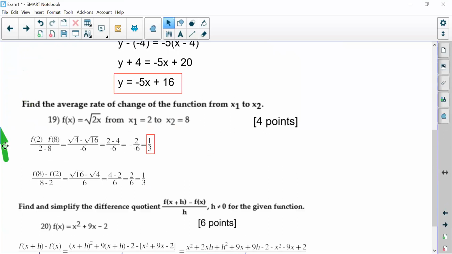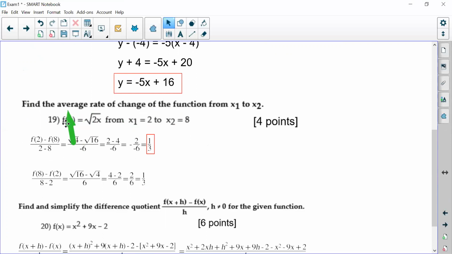Number 19, the average rate of change. Well, too bad it's not a line, because lines have a constant rate of change, and you would just say the slope and get full credit. But f of x is not a line, it's a radical. So its y values are always changing. The change itself is always changing.